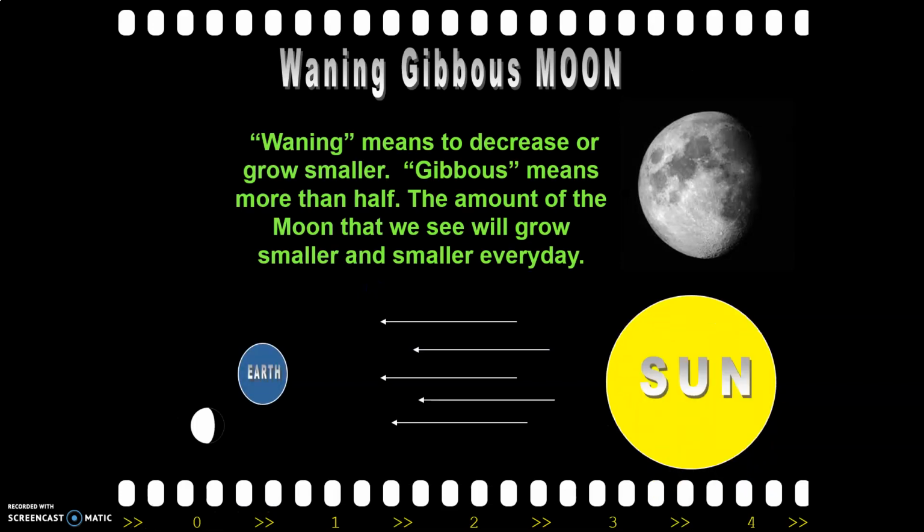Waning gibbous moon. The word waning means to decrease or grow smaller. Gibbous again means more than half. The amount of moon that we see will grow smaller and smaller every day. So we have the sun, the earth, and the moon.